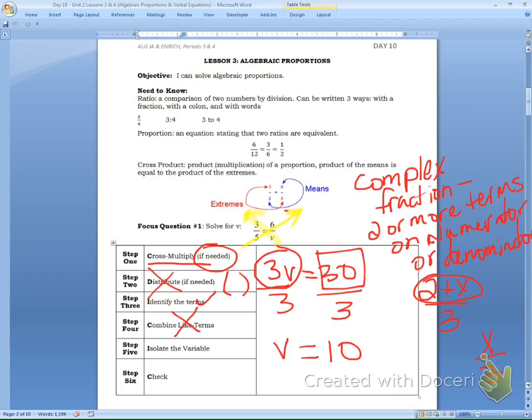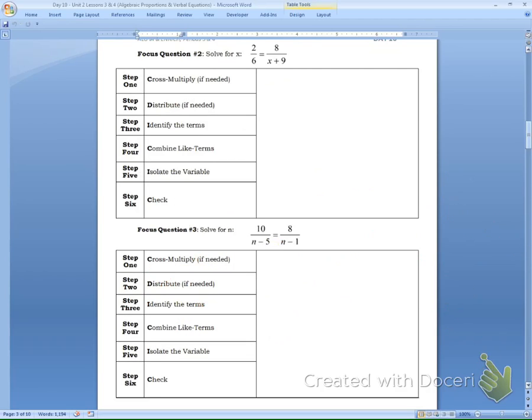If you wanted to check your answer, you could plug that 10 in right here and see if it's equal. Does 3/5 equal 6/10? Or does 6/10 reduce down to 3/5? Yes, it does. So that's how you can check it. I'm going to do 2 more example problems for you, and then you're going to do the group practice on the next page.